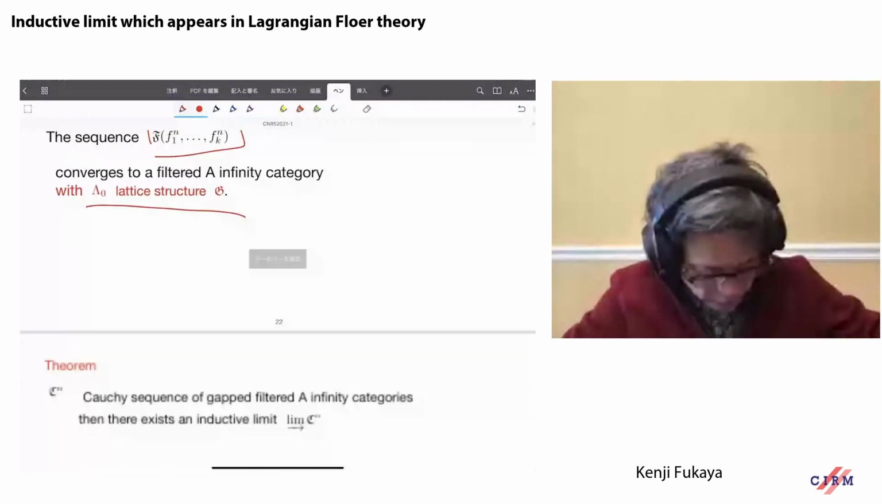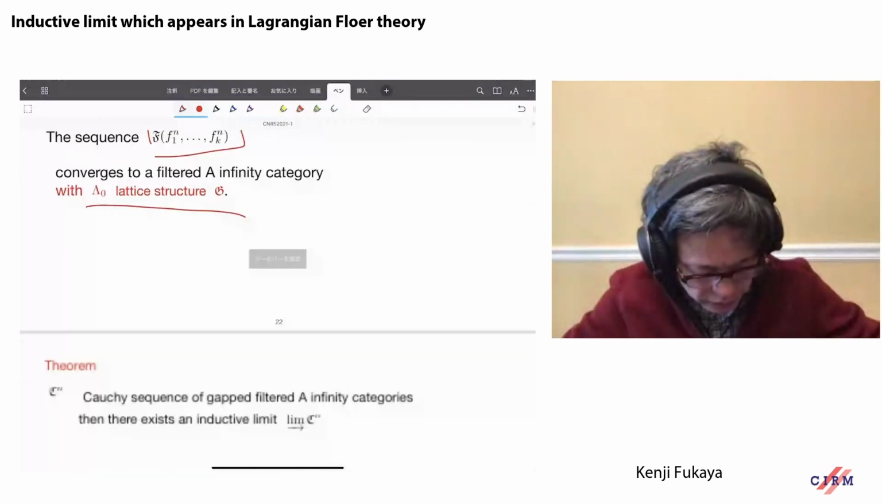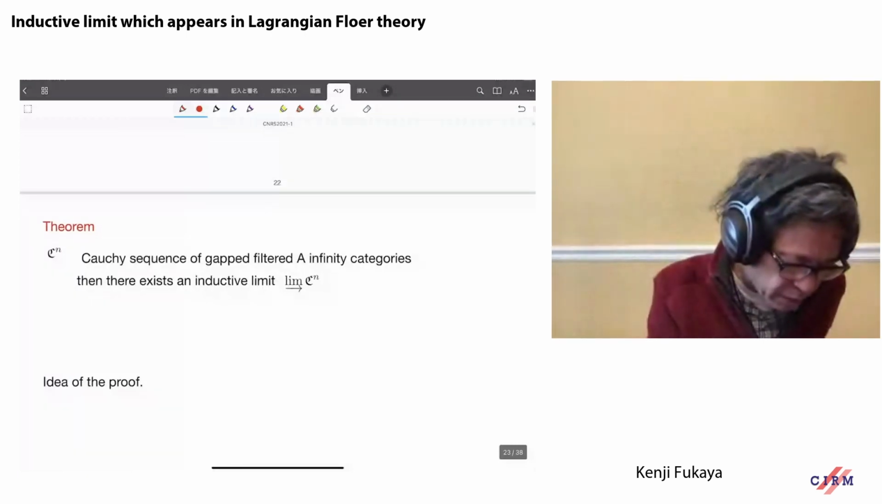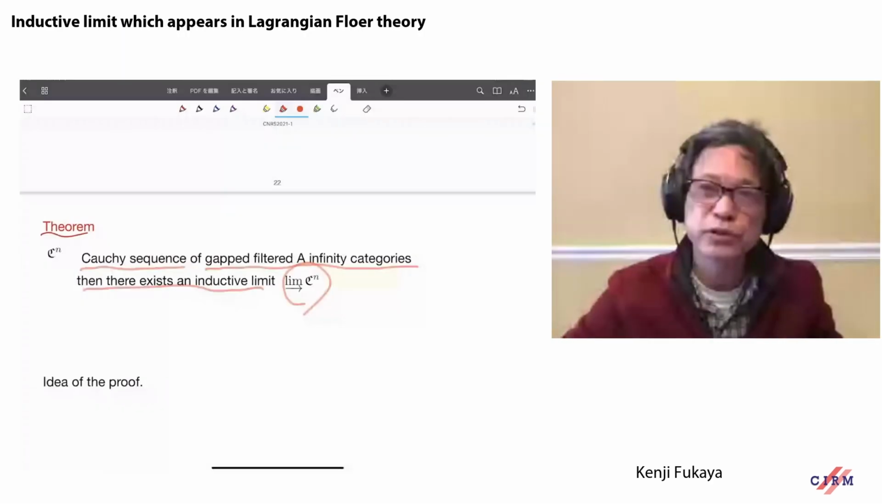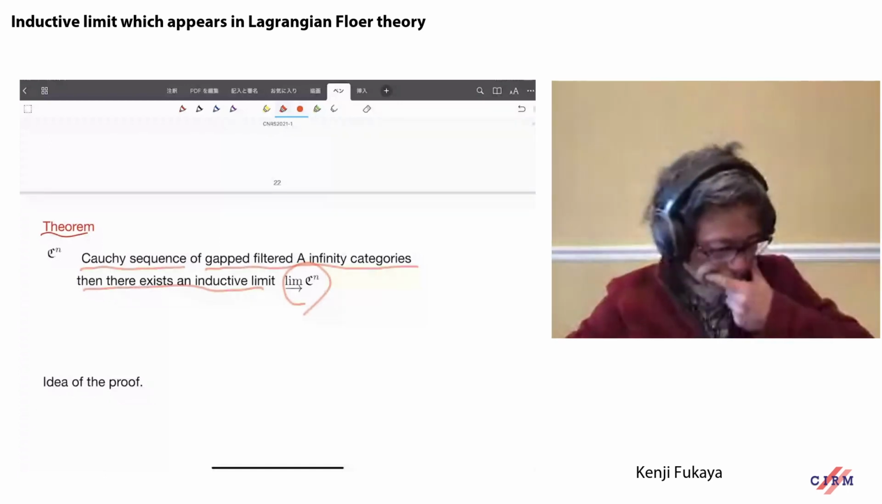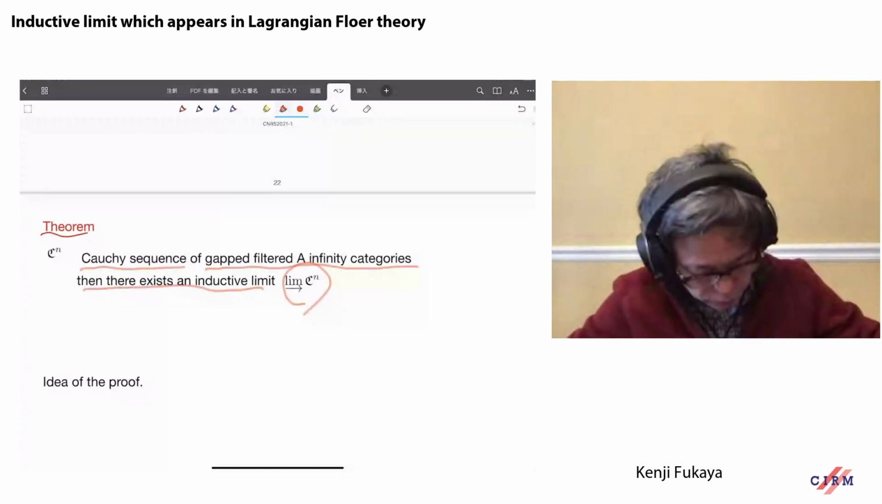Okay. So now I want to go back to the main construction of this limit. Suppose we have this Cauchy sequence of gapped filtered infinity categories, and I want to construct its inductive limit. So that's our main construction, which we can reduce to three theorems. So I want to explain the idea of the proofs.